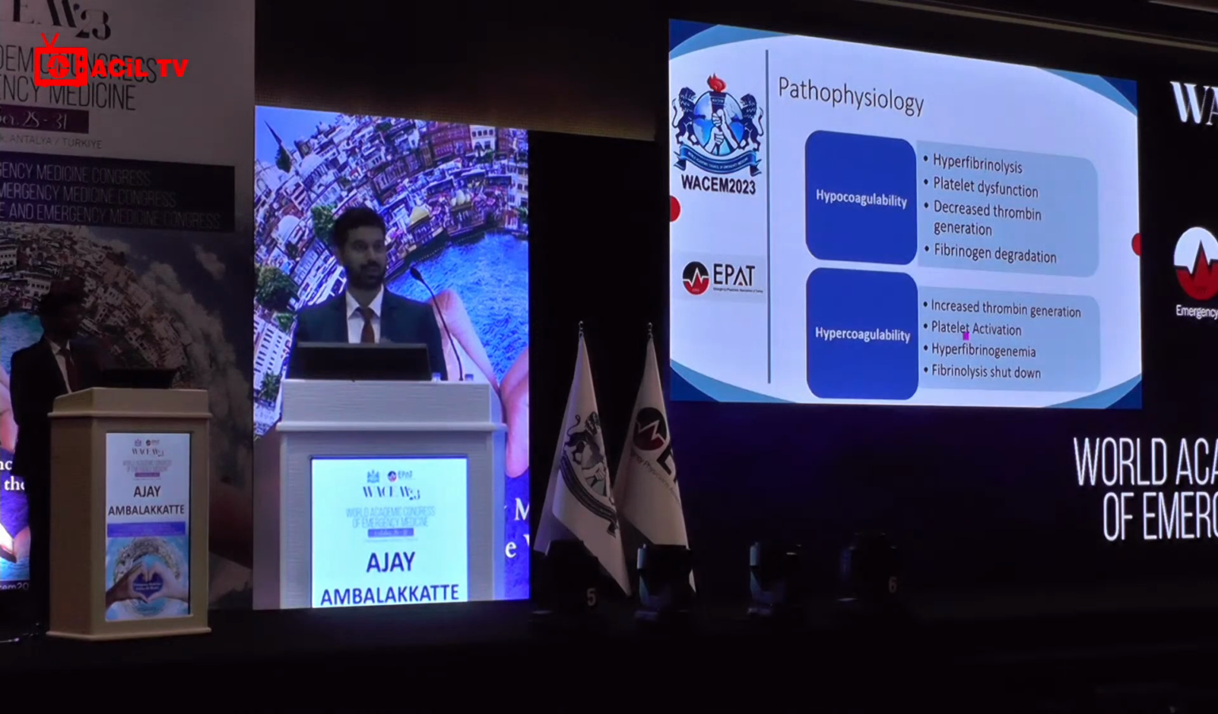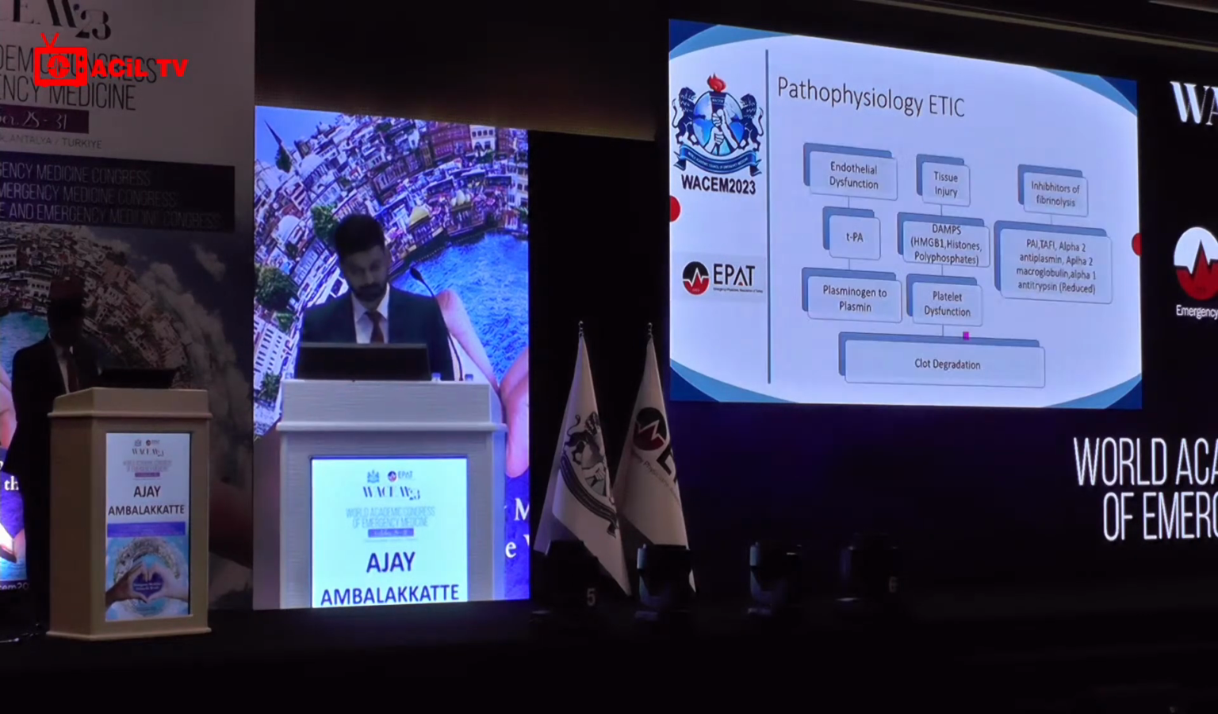So the pathophysiology has two different settings. One is hypocoagulability, and the other is hypercoagulability. Hypocoagulability is explained by hyperfibrinolysis, platelet dysfunction, decreased thrombin generation, and fibrinogen degradation, while hypercoagulability involves increased thrombin generation, platelet activation, hyperfibrinogenemia, and fibrinolysis. You can see that it's at the extremes of both.